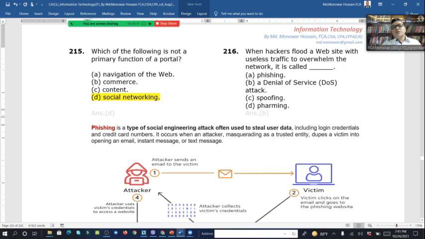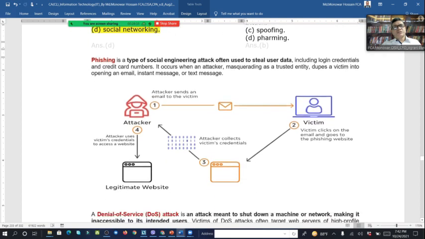Now here, when hackers flood a website with useless traffic to overwhelm the network, it is called, here are 4 items. Phishing. So what is phishing? Look here. Phishing is a type of social engineering attack often used to steal user data, including login credentials and credit card numbers, etc. It occurs when an attacker, pretending to be a trusted entity, tricks a victim into opening an email.